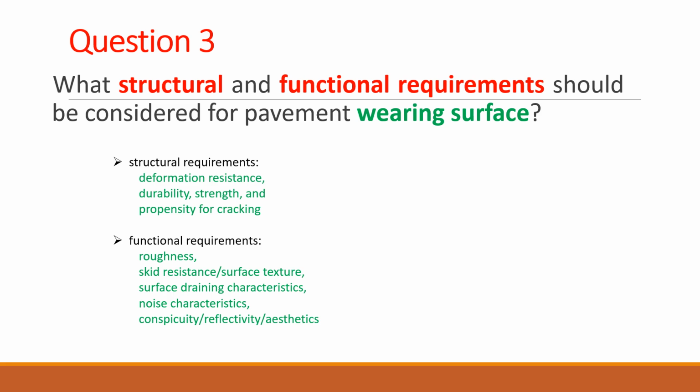Water should not pond on the road. It should drain to the drainage. Noise characteristics and the aesthetics. It should look nice as well. So these are functional requirements. The top 3 are the structural requirements. And also you have a table for this, for all the layers. In your lecture notes you can see that. Am I right? Okay. Last question.